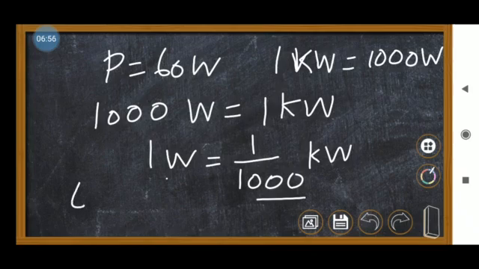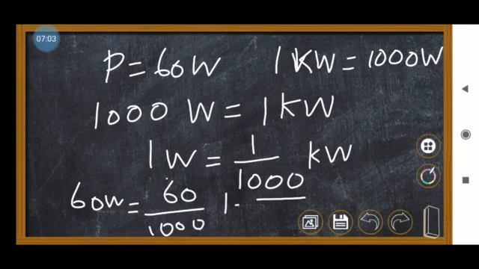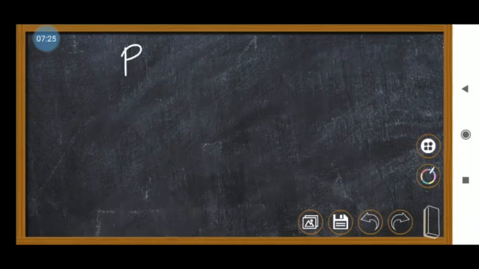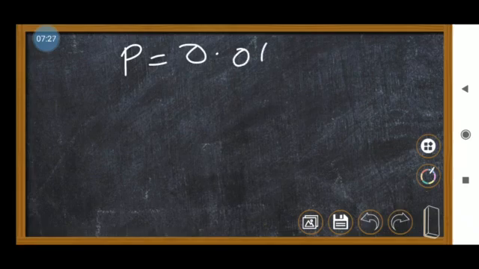That means 60 watt is 60 into 1 divided by 1000, so 60 divided by 1000 kilowatt. This 0 cancels, and we get 6 divided by 100. After the decimal point, 2 digits only will come, so we write 0.06 kilowatt. So power equals 0.06 kilowatt.